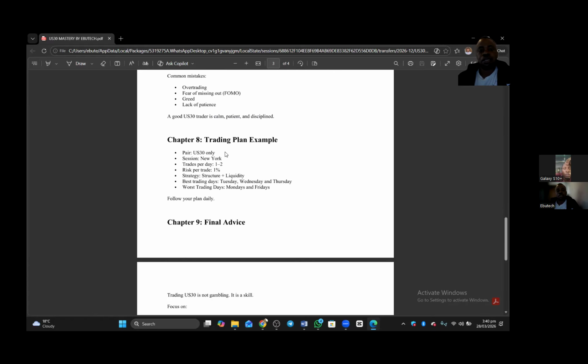Right? So chapter 8, we have a trading plan example. These are the examples of what I just explained in chapter 8. We have pairs that we trade: US30 only. The session that we trade: New York. Trades per day: 1 or 2. Risk per day: 1%. Strategy: structure and liquidity, etc.